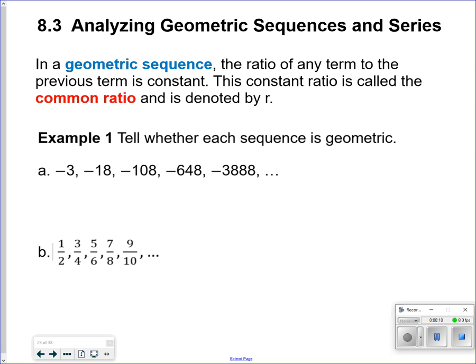The last time, in Section 8.2, we talked about arithmetic sequences, in which you're adding the same number every time. A geometric sequence is when you are multiplying. And I noticed that I said multiplying, I didn't say dividing. If you look at it and say, well, it's dividing by 2, then technically it's multiplying by a half. So everything's going to be the common ratio. A geometric sequence is one where the ratio of any term to the previous term is a constant. This constant ratio is called a common ratio. It's denoted by an r.